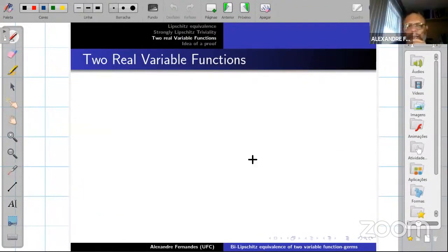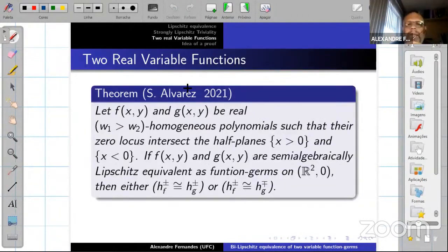Then my former PhD student proved this result. Suppose we have two weighted homogeneous polynomials, weighted but not homogeneous, W1 larger than W2, such that their zero locus intersects the half planes x larger than 0 and x smaller than 0, the left half plane and the right half plane.